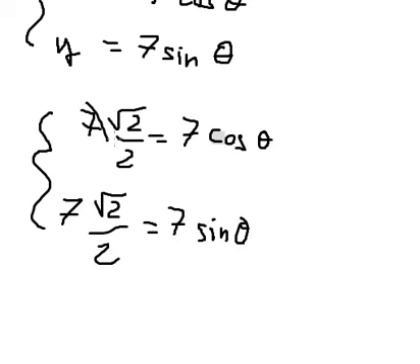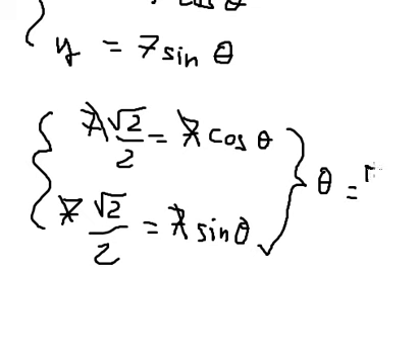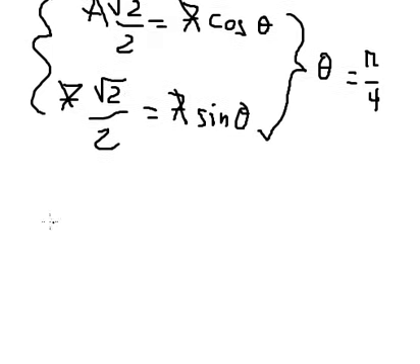So we simplify 7, 7, 7, and 7. We see that the square root of 2 over 2 is similar for this one in here. So in this situation, we only want theta equals pi over 4, because sine of pi over 4 equals cosine of pi over 4. That's the square root of 2 over 2. And now we can write the final answer.